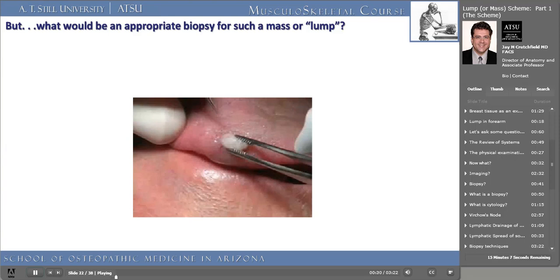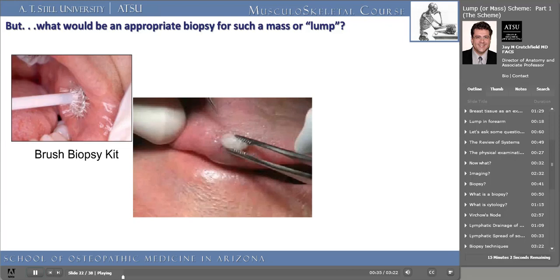One biopsy technique called a brush biopsy is shown here. The brush biopsy technique allows superficial cells to be removed, fixed to a slide, and viewed microscopically, or sent to the pathology lab for special staining or genetic studies. Our patient with a head and neck mass, or lump, or a Virchow's node would perhaps benefit from a brush biopsy kit. However, our patient with a mass in the upper arm would not benefit from such a biopsy technique.